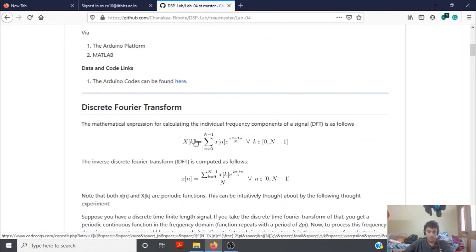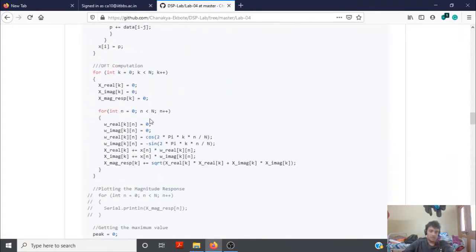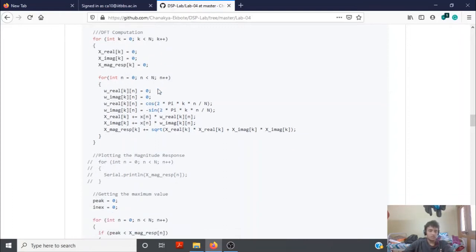So you'd probably keep k constant for the first loop, and then sum over all your n's, and then change your k, and then sum over all your n's. That is what is being done here. It's a double loop. So k starts from 0 and goes till n minus 1. You keep adding, and then you first make this 0 in order to reset those values. You don't have to do this, but it is something like a safety that I use in most programs.